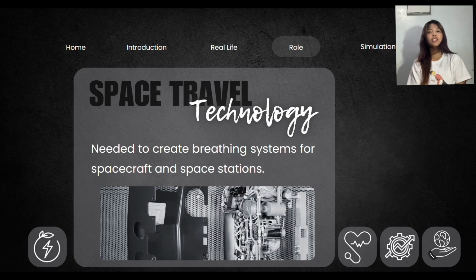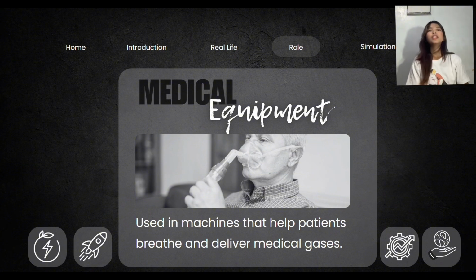It's key to designing safe life support systems for Mars, the Moon, and beyond. 3. The medical equipment. Modern hospitals use gases in life-saving machines like ventilators and oxygen tanks. Avogadro's law helps them deliver the exact right amount of air for each patient. This means better care, less waste, and safer treatments.